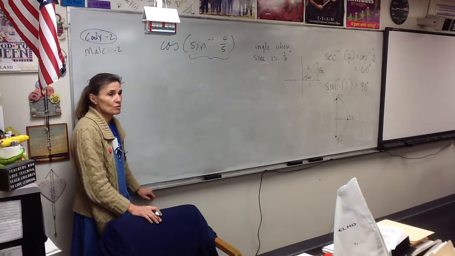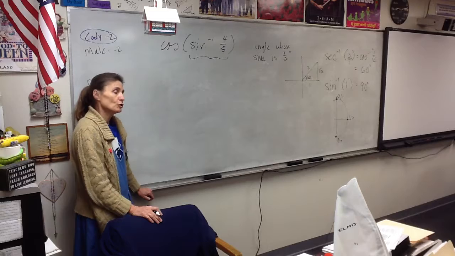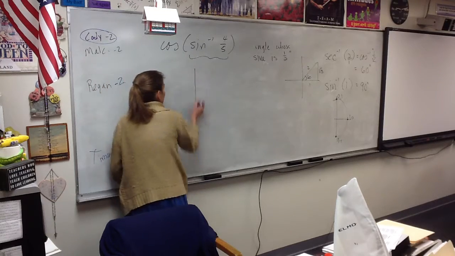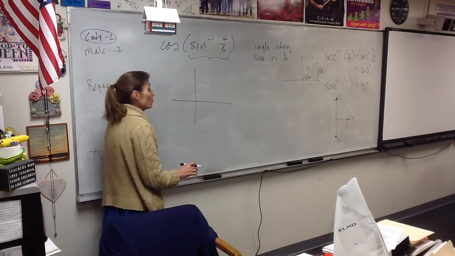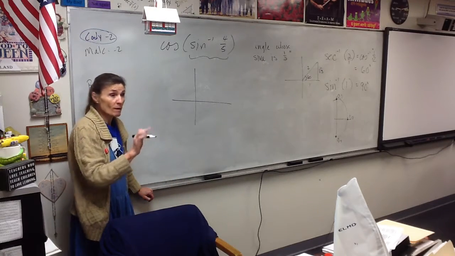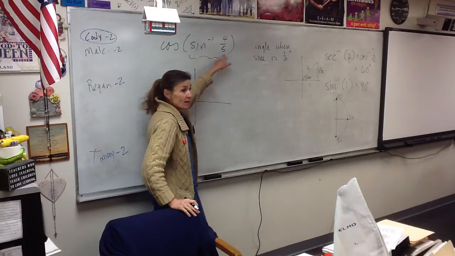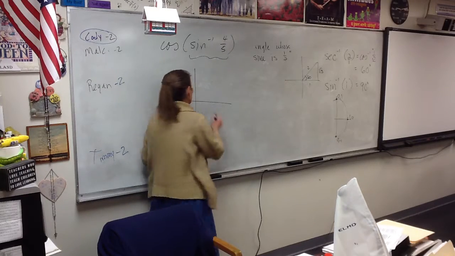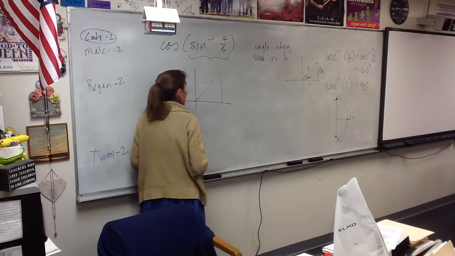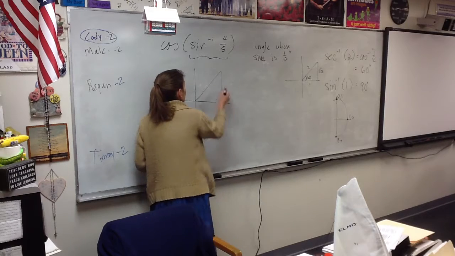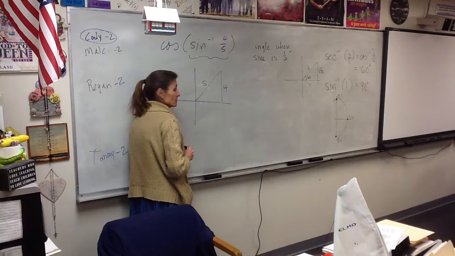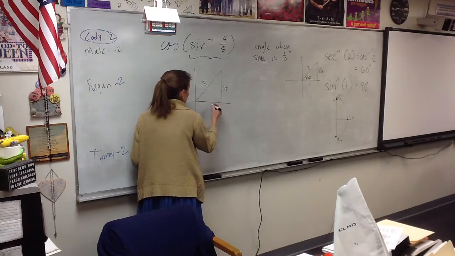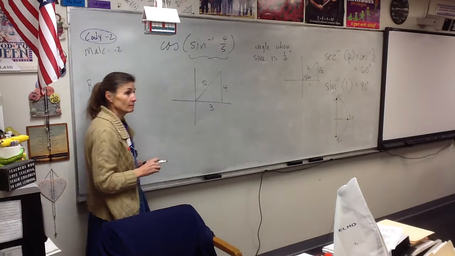Can I draw a picture of that angle? Well, sure I can. Which quadrant would I draw that picture in? 1 or 4. Those are my only options. Since that's a positive number, it will be 1. So I'll draw a picture in quadrant 1 of an angle whose sine is 4/5. And the Pythagorean theorem would tell me this is 3.